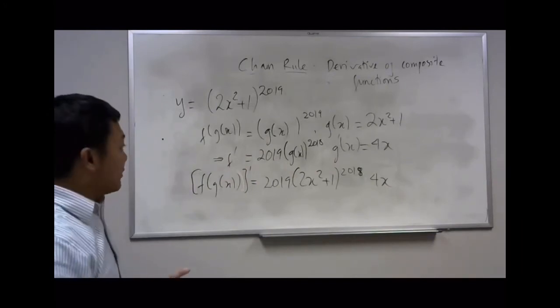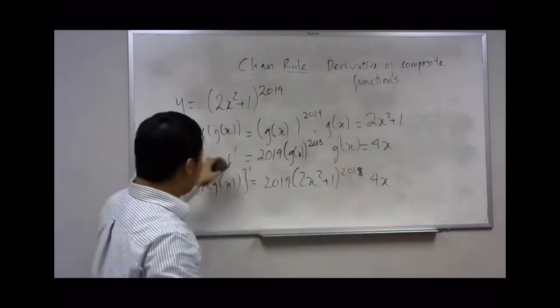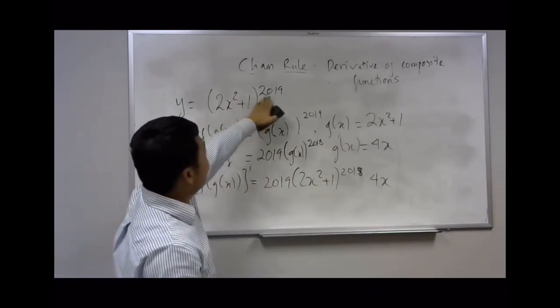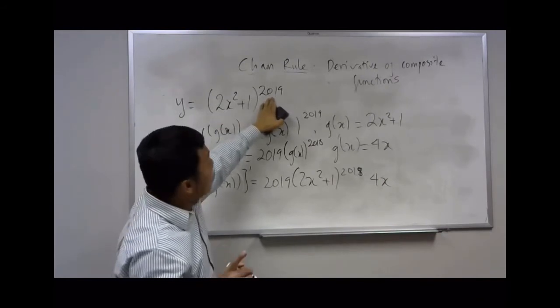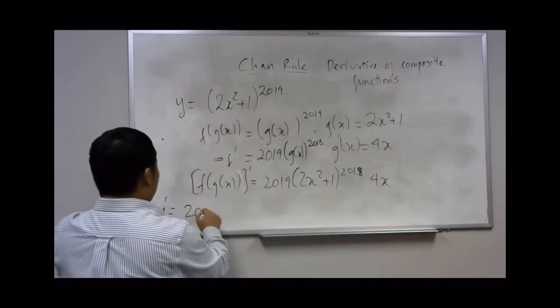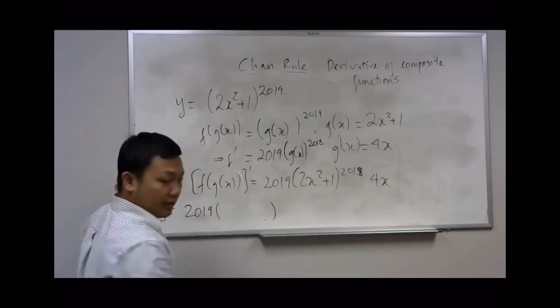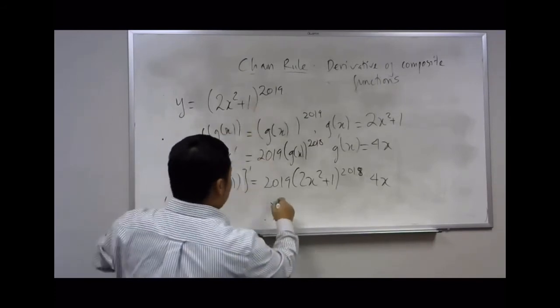Let me rewrite that. How to solve that without all these steps, right? I write y prime. I take the derivative of the outside, which is a power function. So I apply the power rule. I bring the power down, I have 2019, and then I write here, I leave this blank. Okay, I don't write anything here. Since this is a power function, I reduce the power by 1.